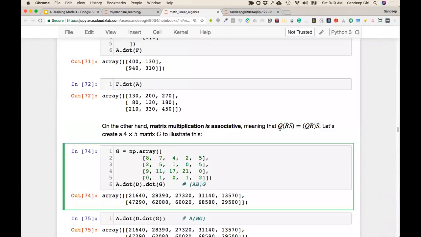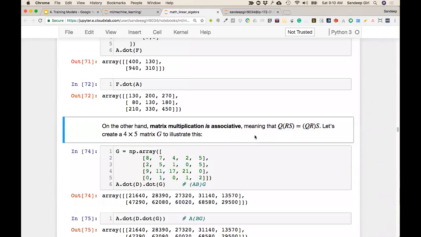Let me repeat what I was saying. So matrix multiplication, even though it is not commutative, meaning A into B is not equal to B into A, it is associative. Associative meaning if we have three matrices Q, R, and S, either we multiply the last two first, and then we multiply Q with that one. It's going to yield the same result as multiplying Q, R, S in the other order.